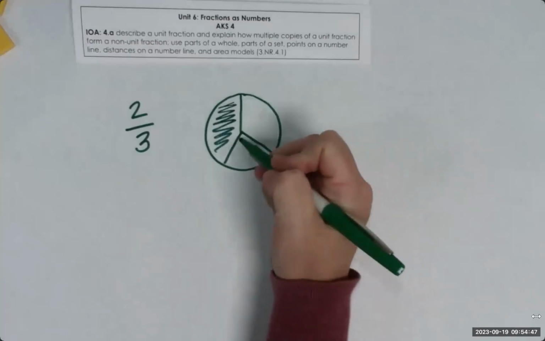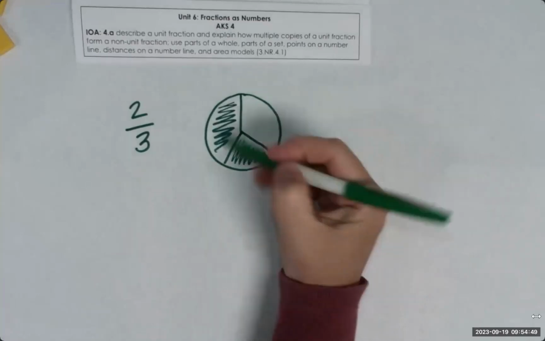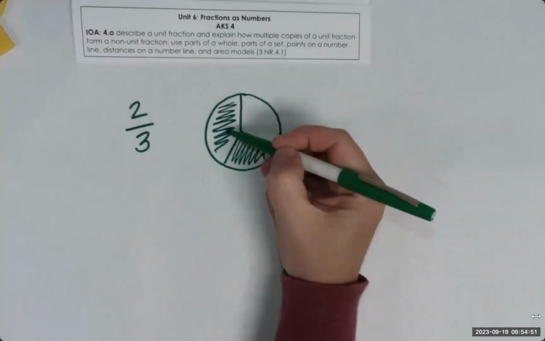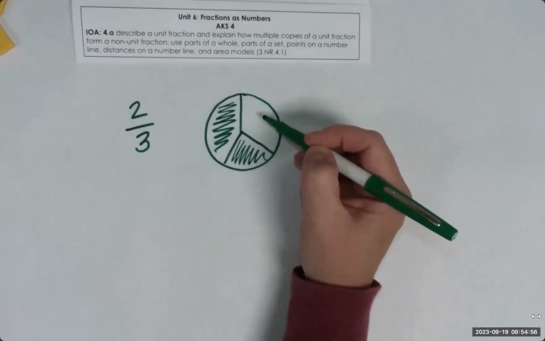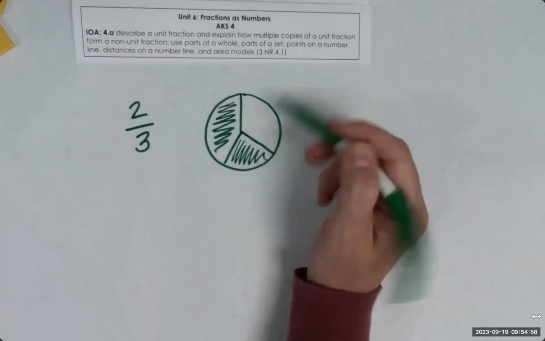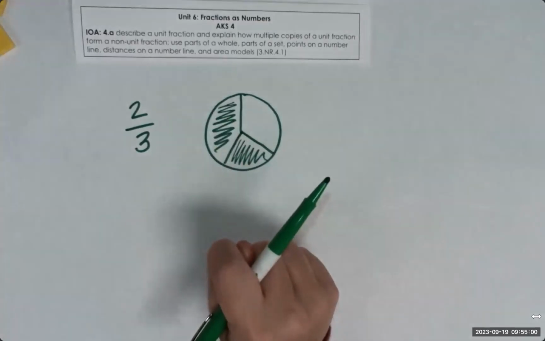Why? Because each piece of my circle has a value of 1/3. This is 1/3, this is 1/3, this is 1/3. So collectively, this is represented by 2 thirds.